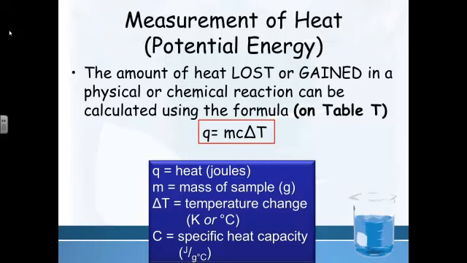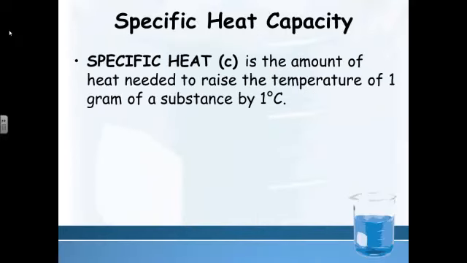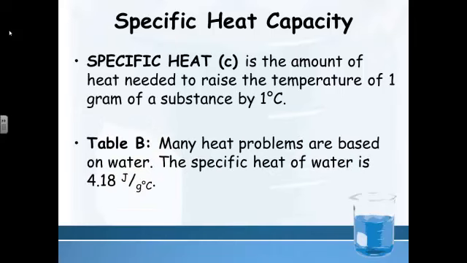Mass is measured in grams, delta T in Kelvin or Celsius, and specific heat has units of joules per gram degree Celsius, which you can find in Table B. The specific heat capacity of a substance is the amount of heat needed to raise the temperature of a 1 gram sample 1 degree. So for example, we usually deal with water in our heat problems, and the specific heat capacity of water is 4.18 joules per gram degree Celsius, which can be found on Table B. All this tells us is that it takes 4.18 joules to raise 1 gram of water 1 degree Celsius.